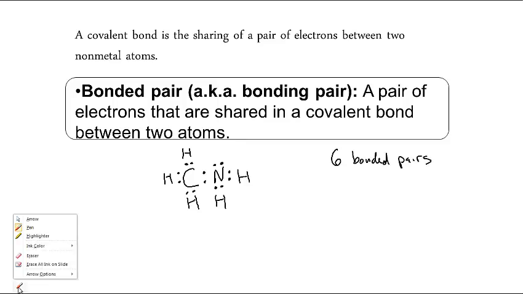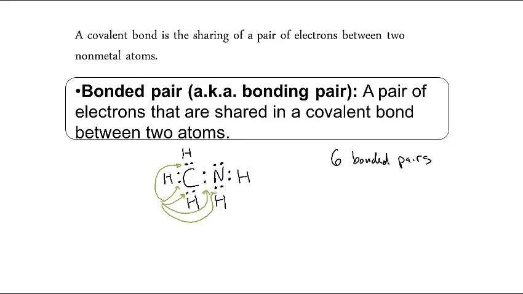So if you didn't get 6, each of these 2 electrons that connect 2 atoms in a covalent bond count as a bonded pair. So any 2 electrons that are connecting nonmetal atoms in a covalent bond are considered to be a bonded pair. Now, what about this last little pair over here? Well, this is called a lone pair, which makes sense. It's by itself. That pair is by itself.